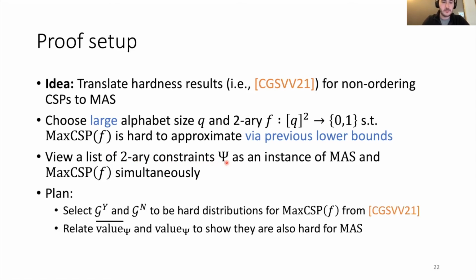Okay, so our plan is to select these gy and gn distributions to be the hard distributions for the max CSP f problem from this Cho et al. paper. And then we're going to use the properties of f and gy and gn to relate the value of an instance psi as a max CSP instance and its value as an MAS instance. This relationship will let us conclude that these distributions gy and gn are also hard distributions for MAS.